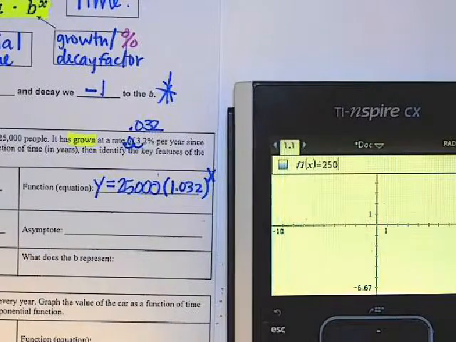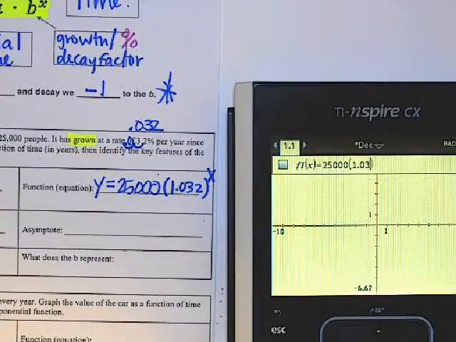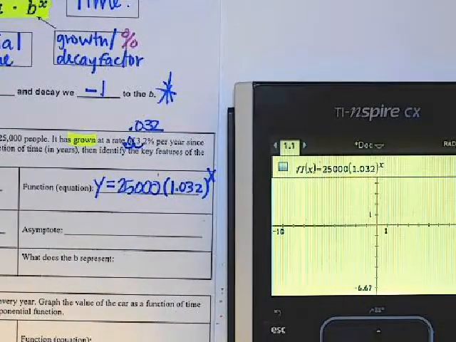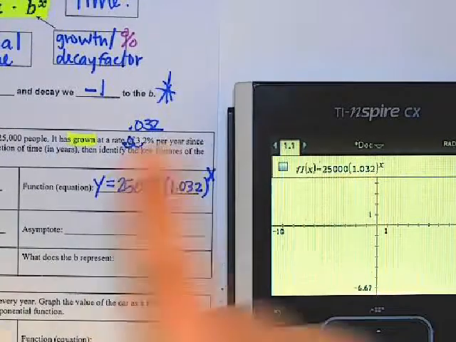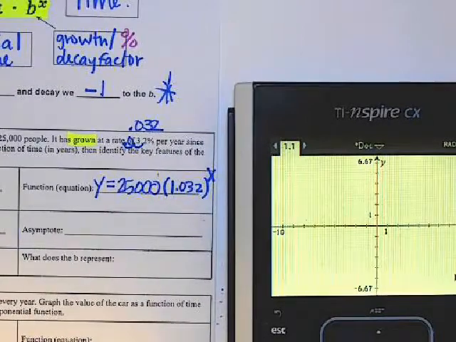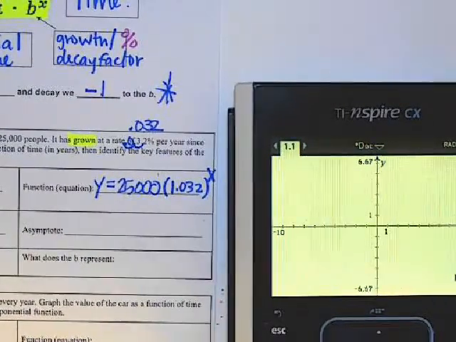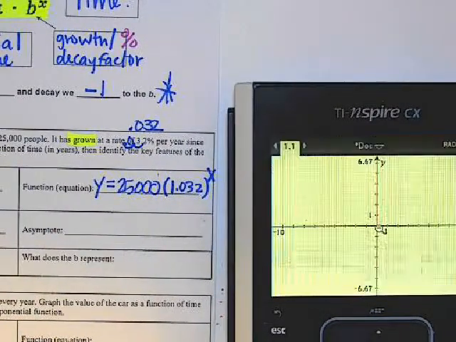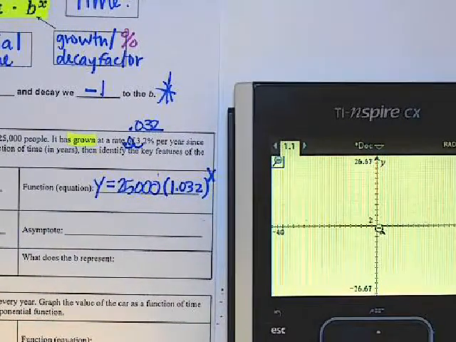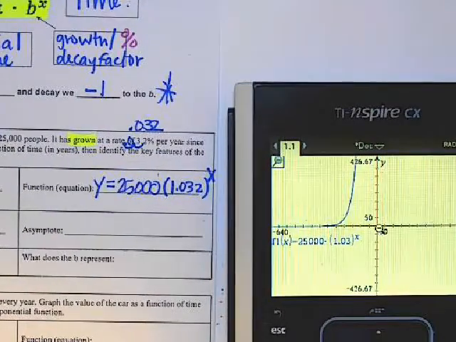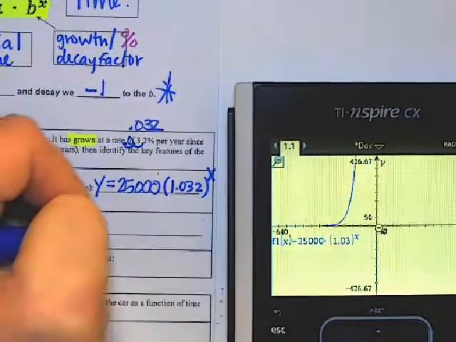So 25,000 times 1.032 to the x. All I did was take the equation on my paper and put it in the calculator. Hit enter. What happens? Nothing. You can't see it because it's really big numbers, right? So what do we need to do? Zoom out. So menu, 4 for zoom, 4 again for zoom out. Hit enter. Keep hitting enter, not super fast, until you can see the graph. And there it is. So what does it approach but never touch? 0. So y equals 0.